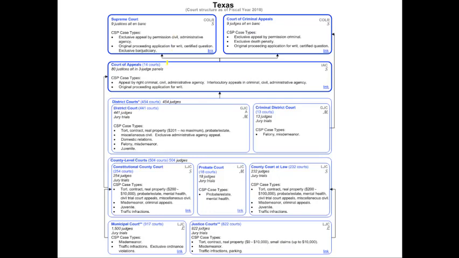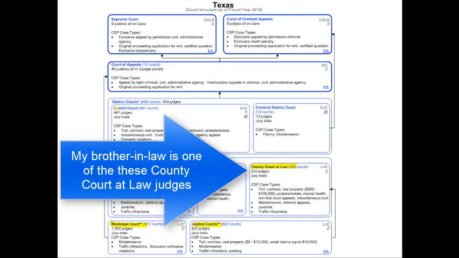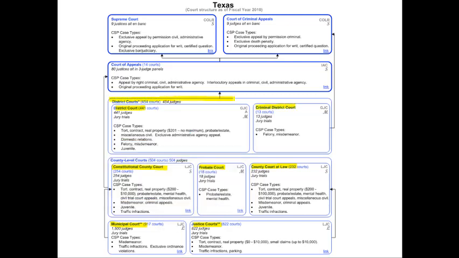Looking at Texas, again simpler than New York, but you have your municipal courts down here, your justice of the peace courts down here. You've got county courts here, probate courts, county court at law, and then you also have district courts and criminal district courts. These are all in the original jurisdiction section of the state of Texas. And then if you want to appeal, you would go up here to the appellate section, which is the Court of Appeals.